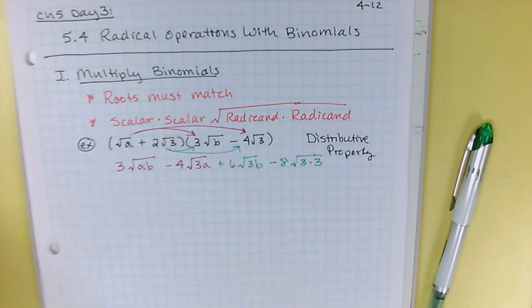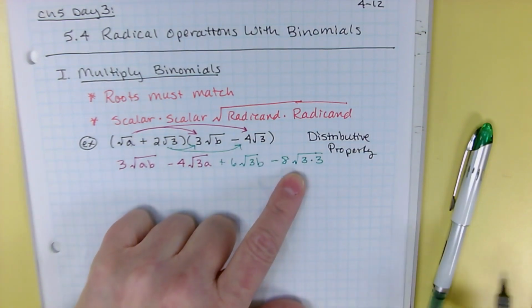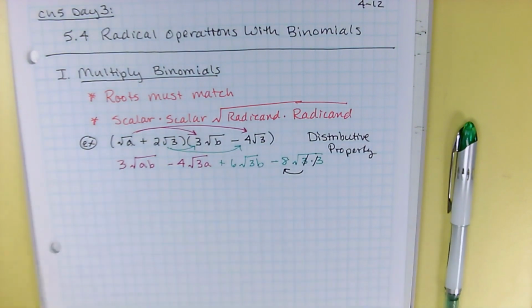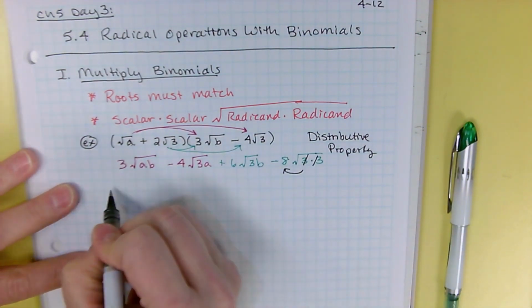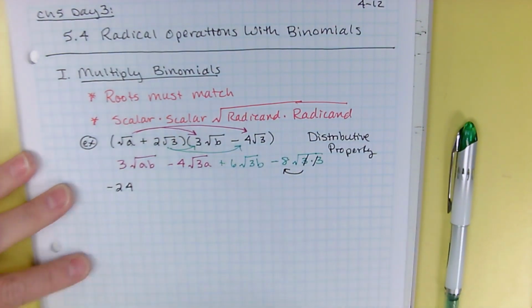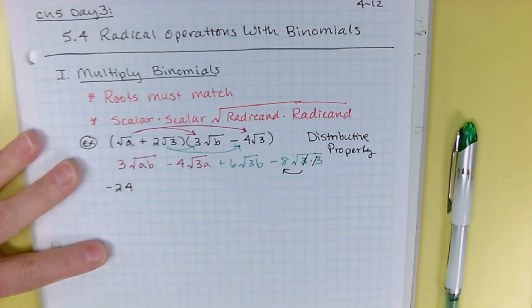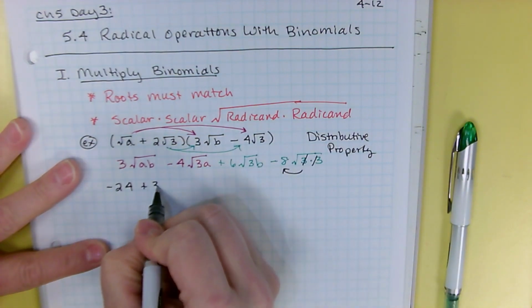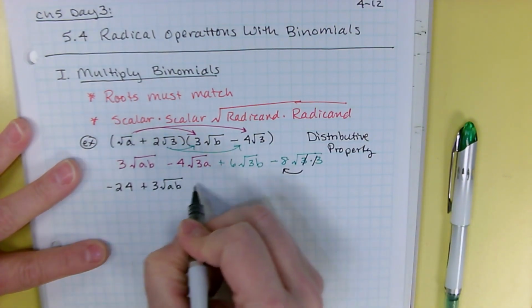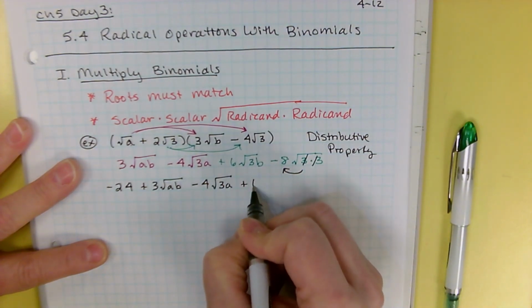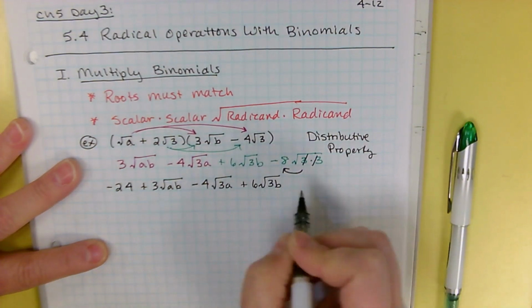Now, none of these actually can be added together. This one, though, needs to be simplified. Two 3s, one comes out, so that's going to be negative 24. You put the non-radical number first, or the rational number first. And then there's really not much of a pattern for the rest of it. So plus 3 radical ab minus 4 radical 3a plus 6 radical 3b.